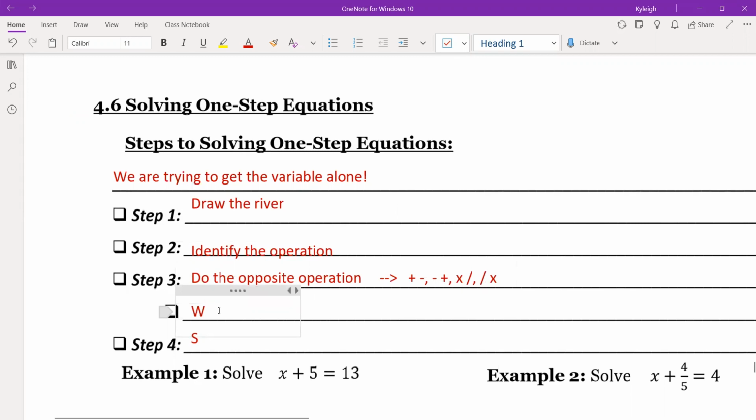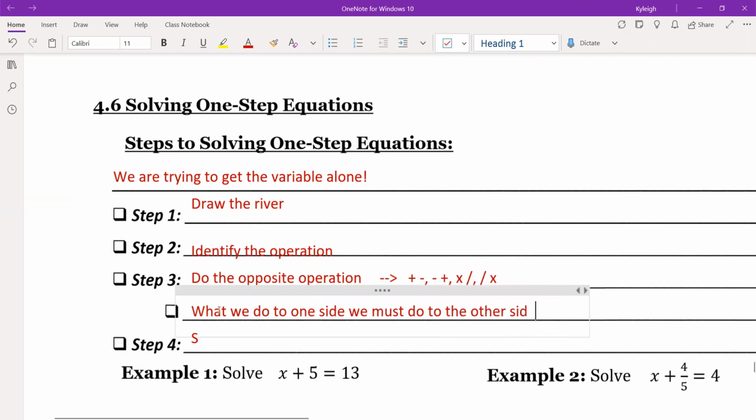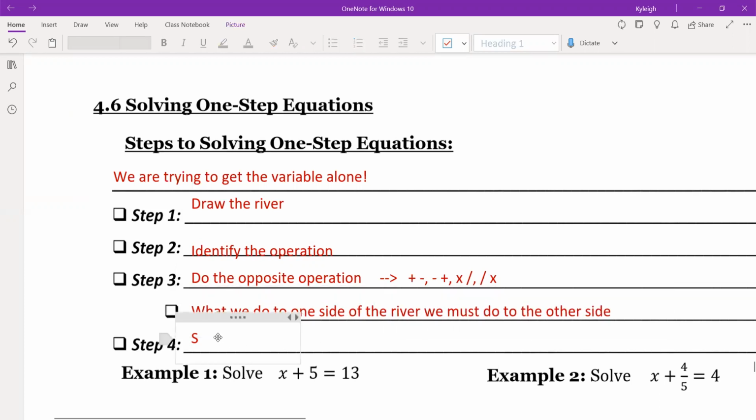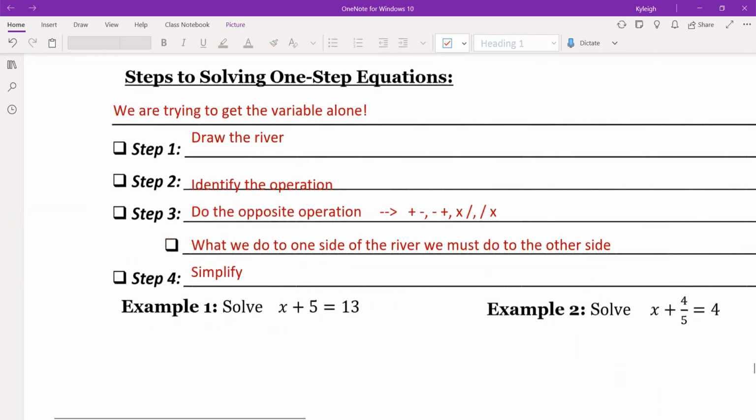And remember, what we do to one side of the river, we must do to the other side. And our last step is to simplify if needed. Okay, so those are the steps, but let's get solving.